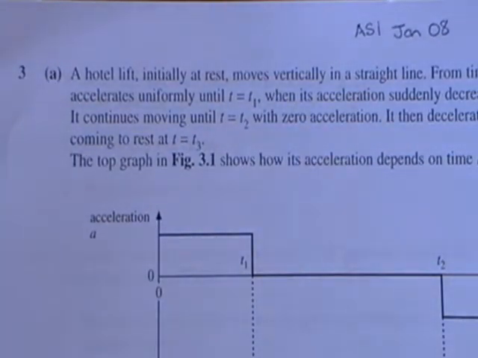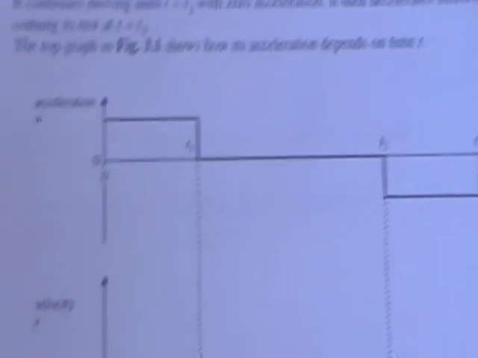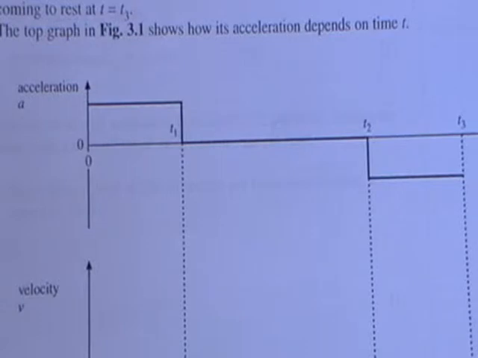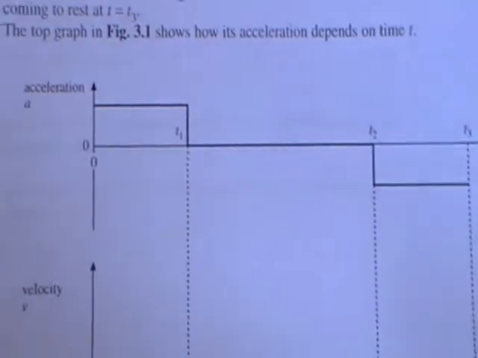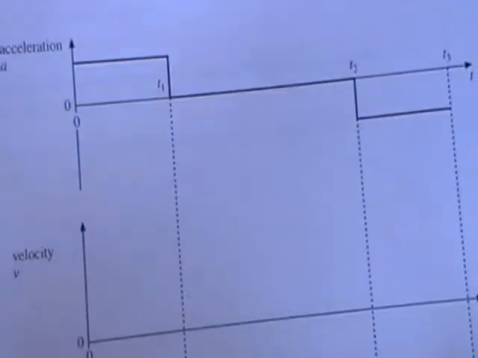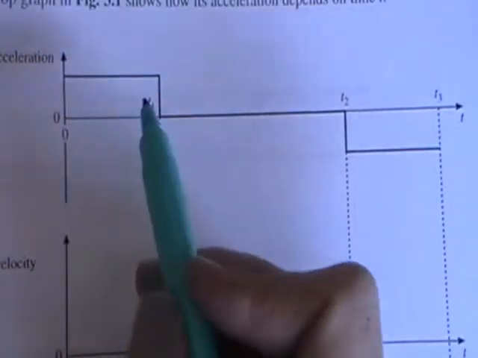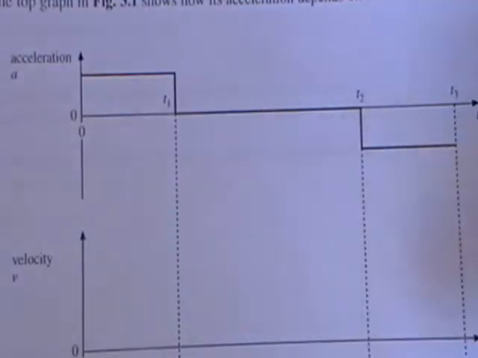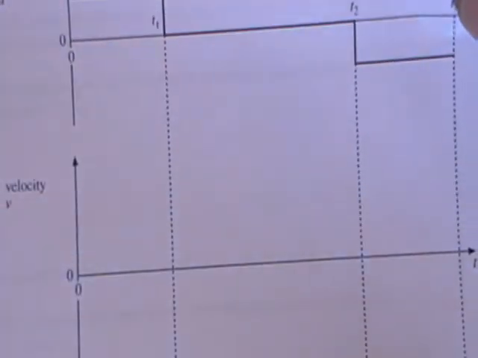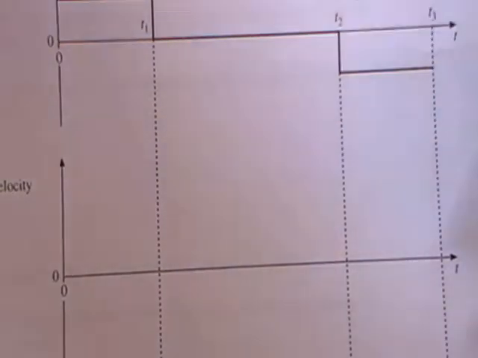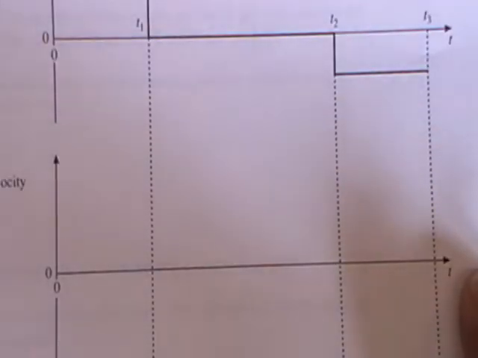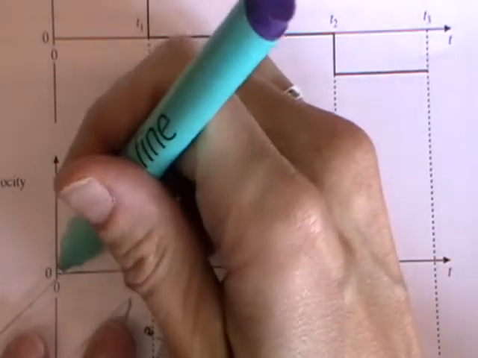The next part of the question then asks you to draw in, on the middle and lower axes, the velocity and displacement time graphs for the lift. So you look at the acceleration time graph above, and you've got constant acceleration. Now constant acceleration is going to cause a uniform increase in velocity, which is going to be a line of constant slope. So we're going to draw in a line of constant slope there.